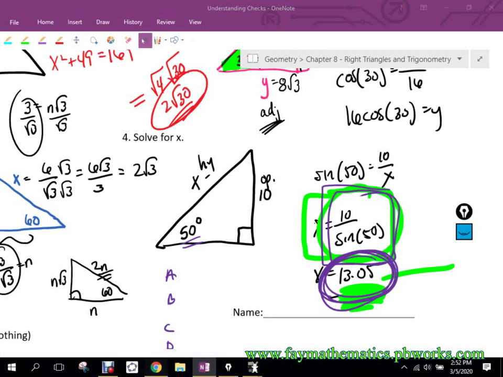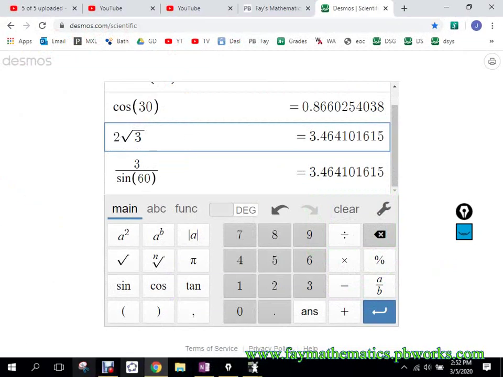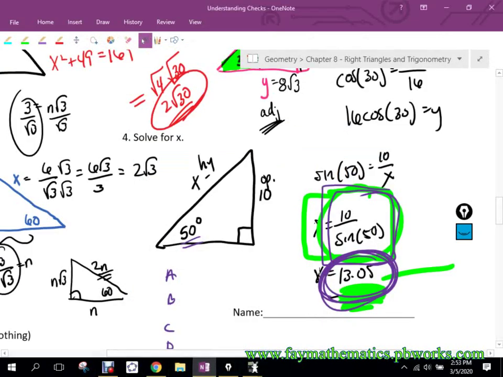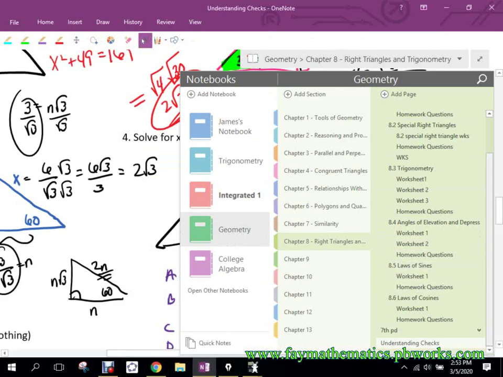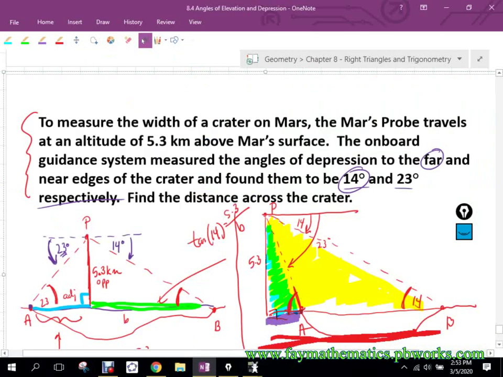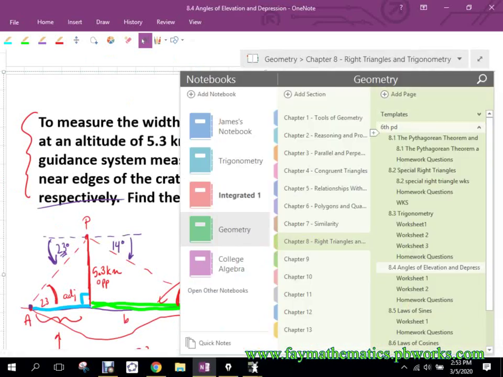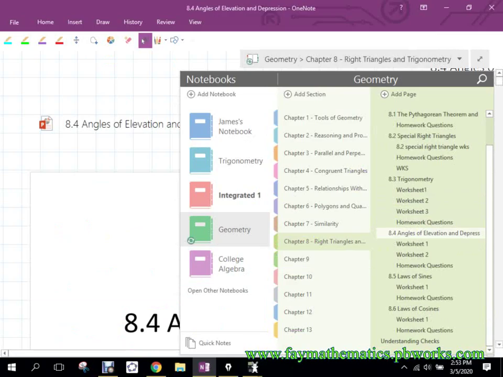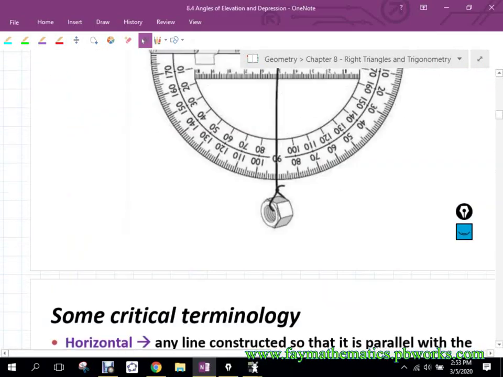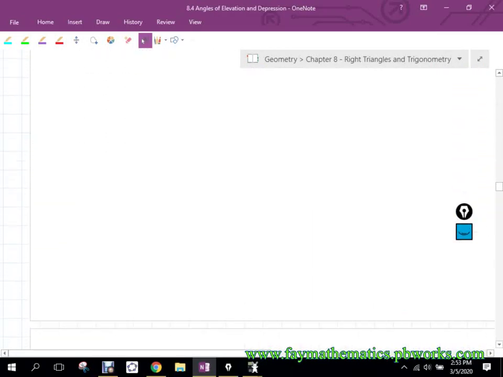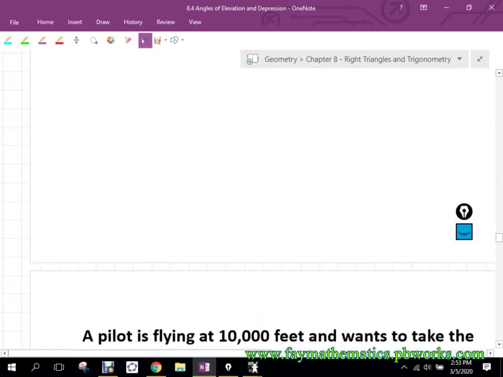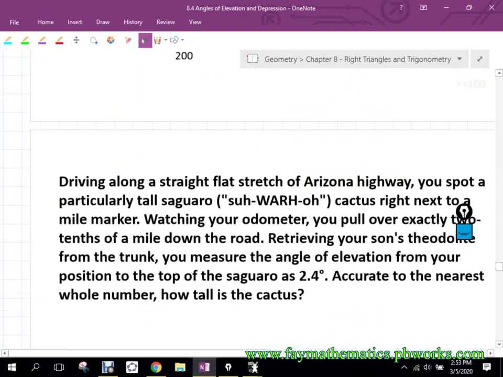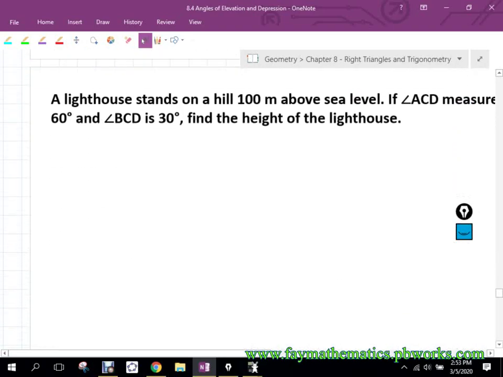Last class, I briefly talked about a question out of 8.4. Some people have voiced to me that they're concerned about these angle of elevation questions and drawing the pictures and interpreting the pictures. Okay, so I just want to kind of ease some anxiety with that for a moment.